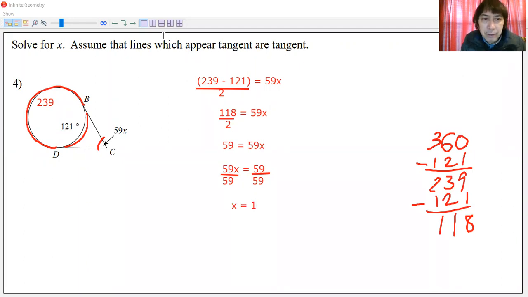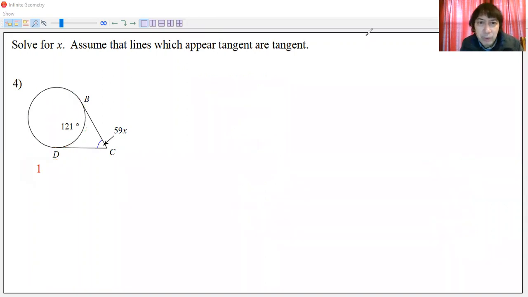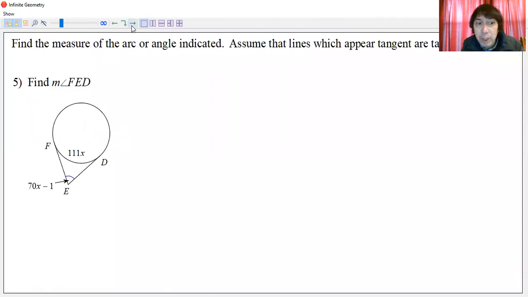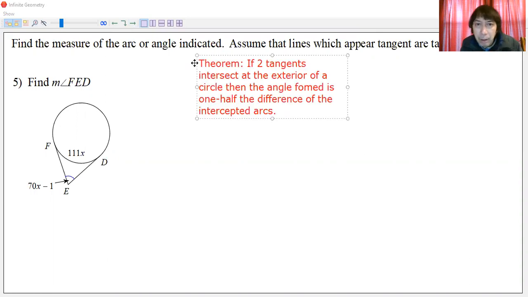We can check and verify the answer near the diagram. Is it 1? Yes. All right. There. So this must be correct. Number 5. Let's do number 5. Let me clear the screen. Here is number 5 diagram. All right. We still have 2 tangents intersecting outside the circle. Therefore, we can still apply the theorem.